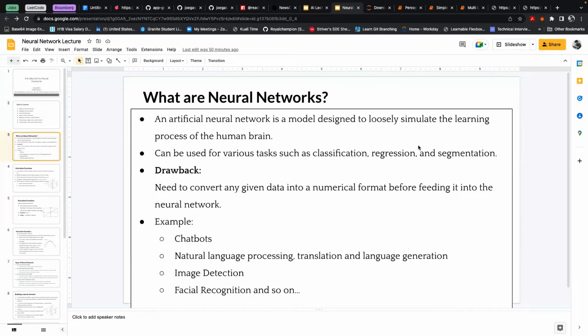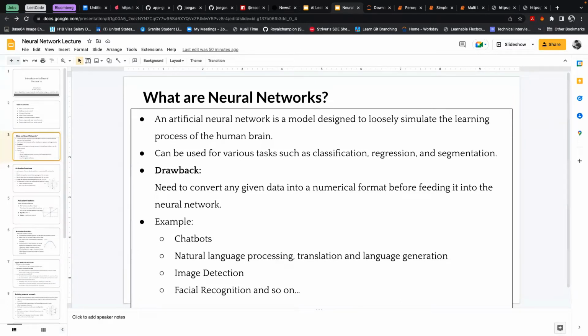One of the fundamental premises of AI is to build systems that can perform tasks that would normally require human intelligence. The human brain is an amazing model at learning new concepts. So why not use the model of the human brain to build a system? An artificial neural network is a model designed to loosely simulate the learning process of the human brain. Neural networks are designed such that they can identify the underlying patterns in data and learn from them. They can be used for various tasks such as classification, regression, and segmentation.